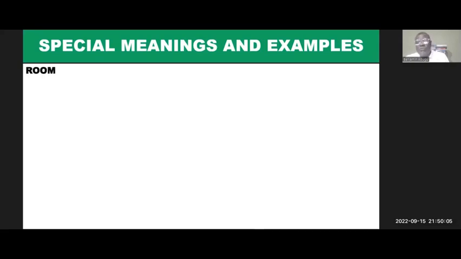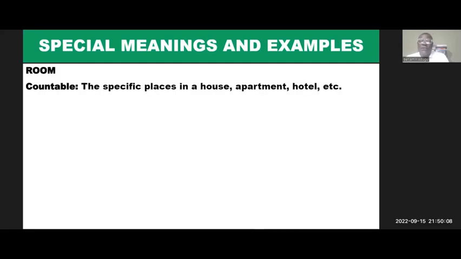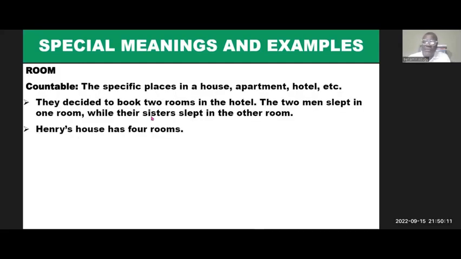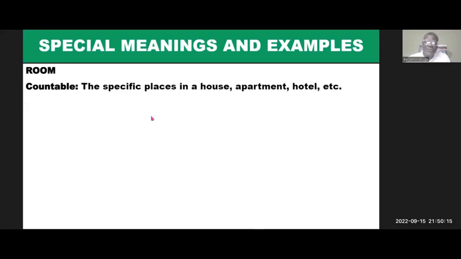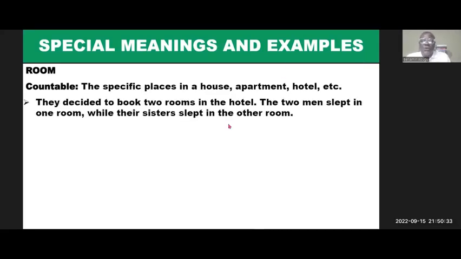So let's look at room also. If we are looking at room in its countable meaning, then we are looking, of course, at it as the specific places in a house, apartment, or hotel. For example, you can talk about rooms in the hotel. They decided to book 2 rooms in the hotel. The 2 men slept in one room while their sisters slept in the other room. Henry's house has 4 rooms.